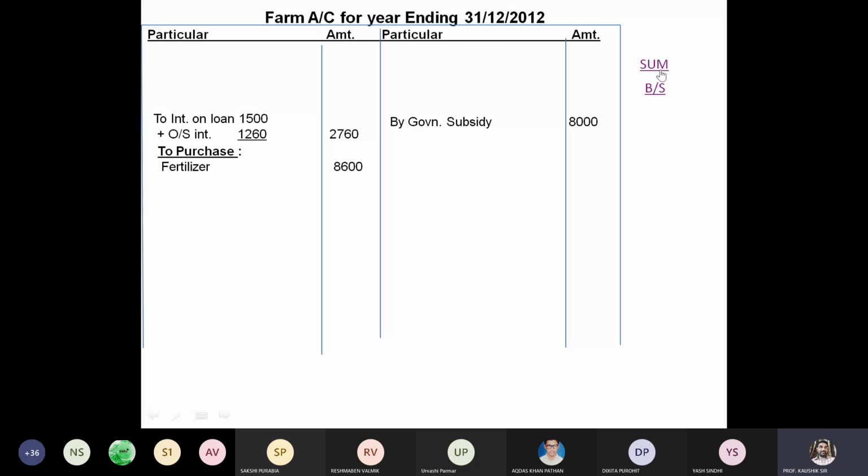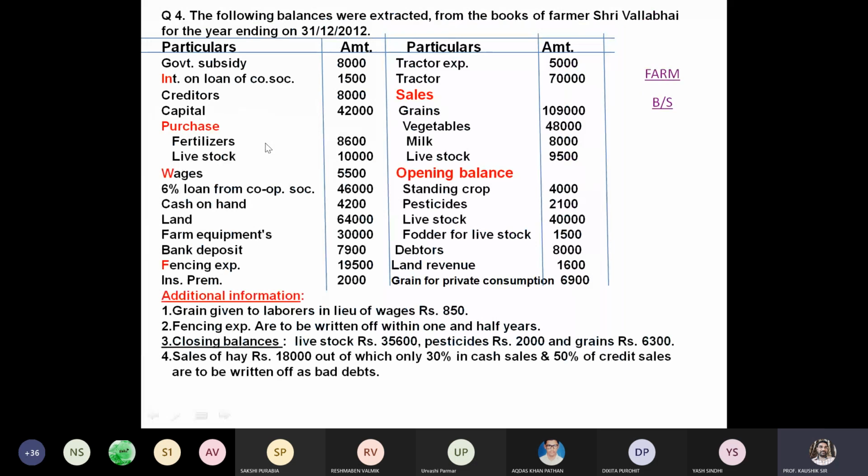So go to the sum. So the initial balance of the livestock that is given, 40,000 opening balance. Purchase will be added. Closing balance will be deducted. This way, the missing amount that we have to find out will be the written off amount of livestock. Okay. So go to the balance sheet.